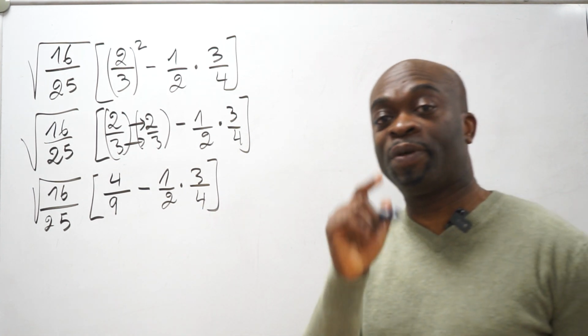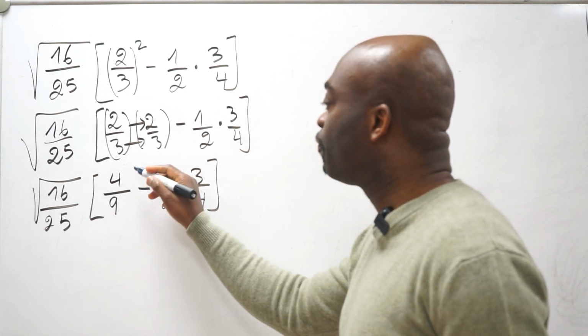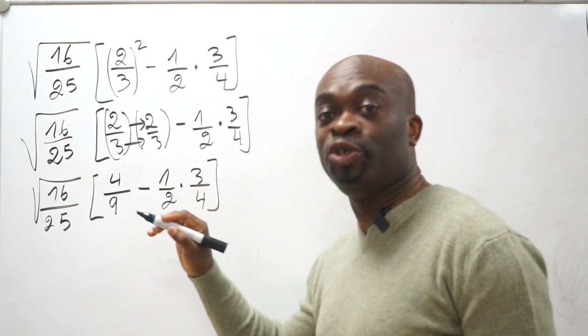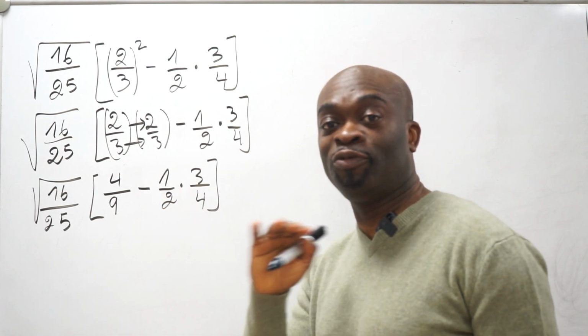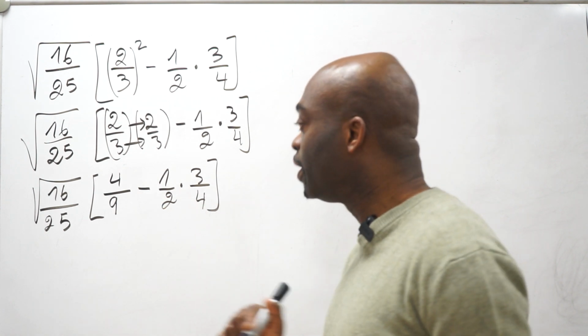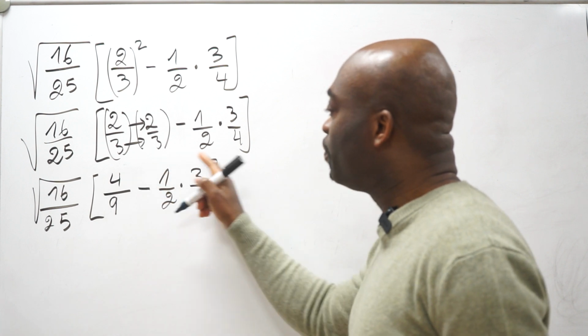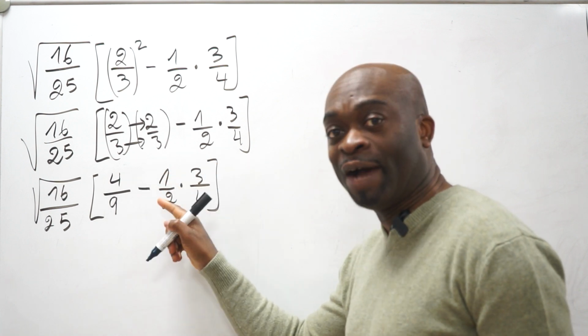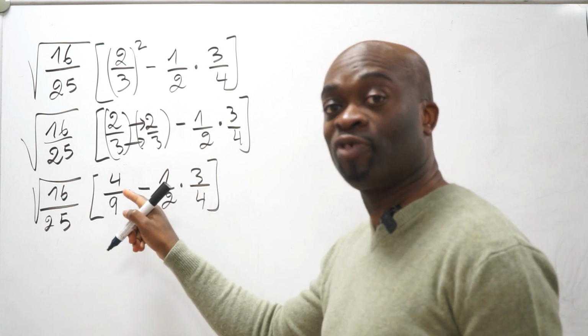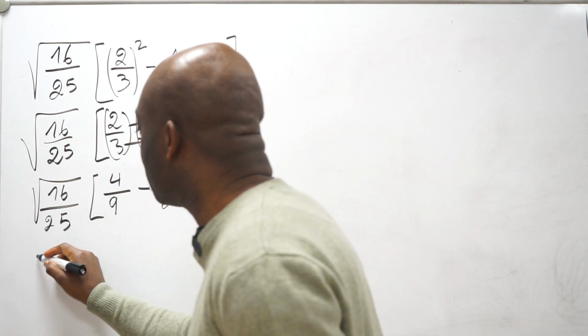Now, the common mistake that people are going to make is subtracting 4 over 9 and 1 over 2. You do that, ladies and gentlemen, you are definitely wrong. You're going to get a wrong answer. So what does the order of operations say? Because you have multiplication, you have to do this one before the subtraction. So let's keep going.